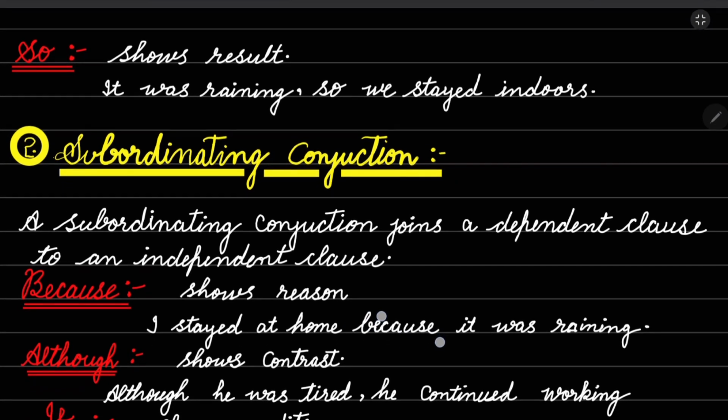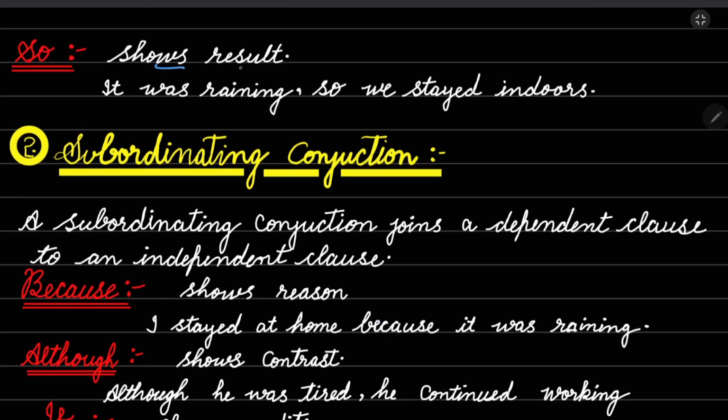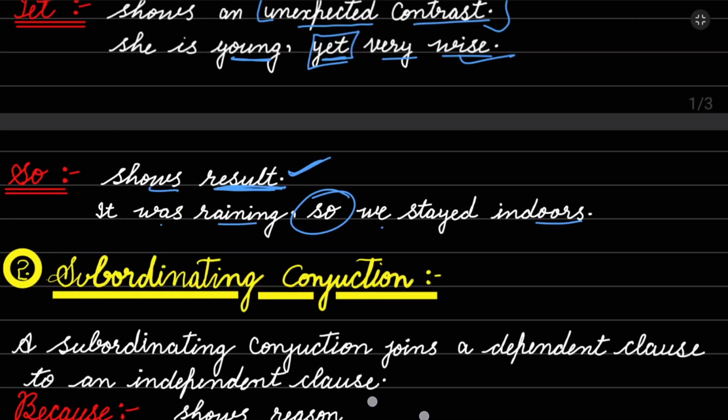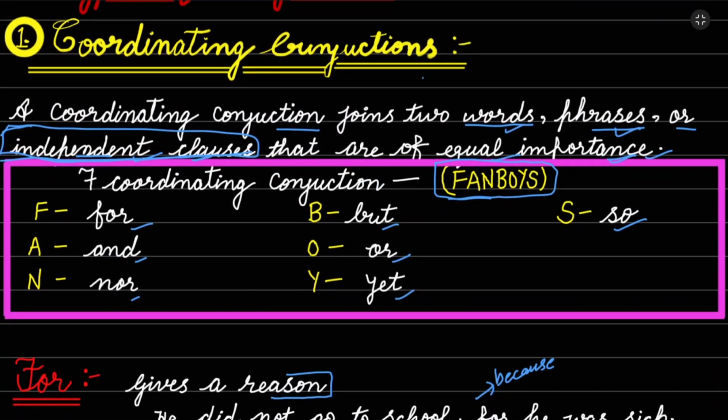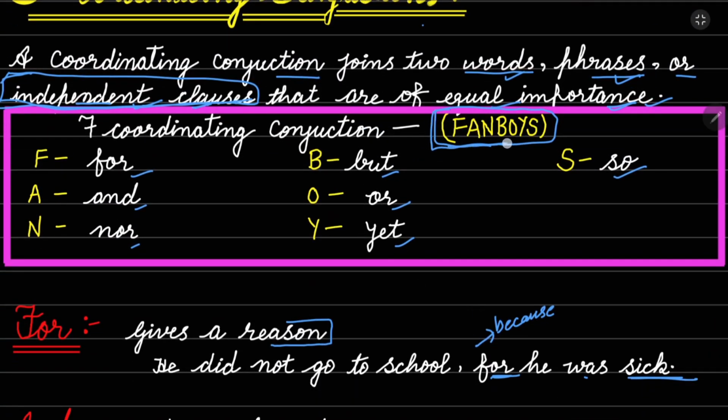Next is so. So shows result. For example, it was raining, so we stayed indoors. We stayed indoors because it was raining. So the word so shows result, means why we did an action. Okay, so we can learn the coordinating conjunctions with this trick, that is FANBOYS.